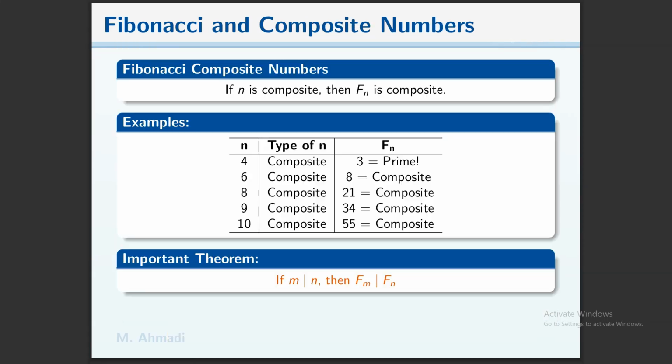And finally, for composite numbers, if n is composite, then Fn is usually composite. Here we have some composite numbers: 6, 8, 9, and 10. Then for n equals 3, Fn is 2, which is prime. But for n equals 6, Fn is 8. For n equals 8, Fn is 21. For n equals 9, Fn is 34. And for n equals 10, Fn is 55.